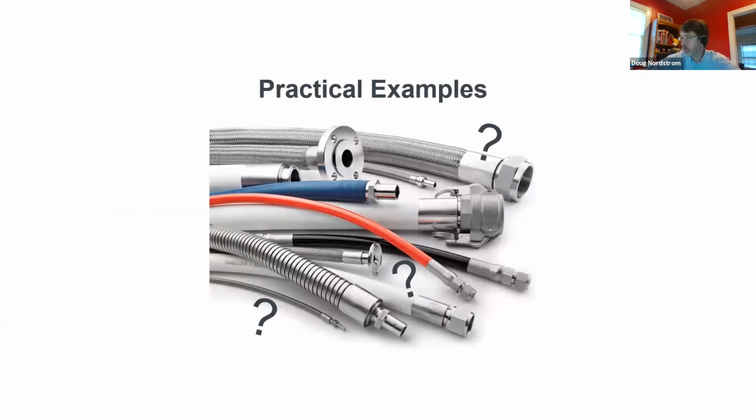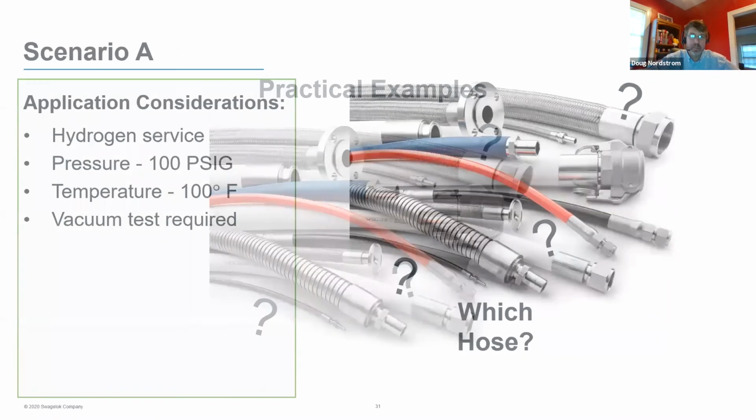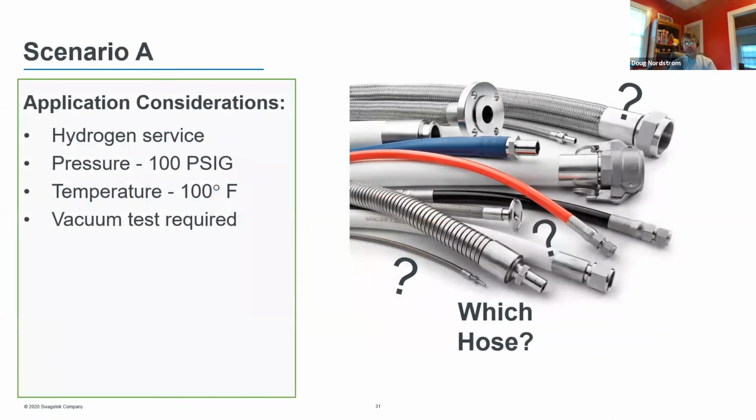Okay, I think we have some real quick practical examples, and then we're going to go through a couple of questions if we have any. Again, I won't open this up to the group necessarily, we'll just talk through it. In this particular application, let's say it's a hydrogen service application, low pressure, low temperature, and let's say a very strong vacuum is required.